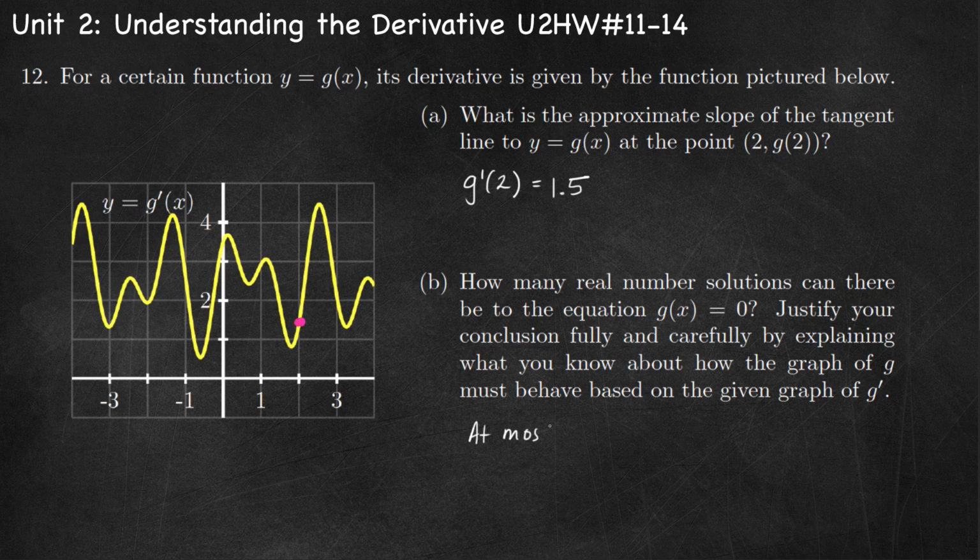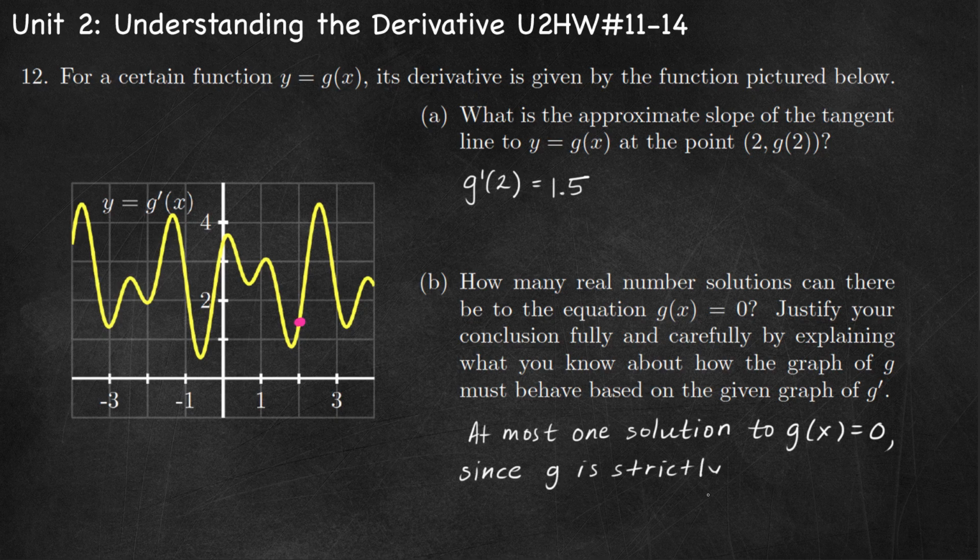So at most, one solution to g of x equals 0, since g is strictly increasing. And again, we know that because g prime is greater than 0.